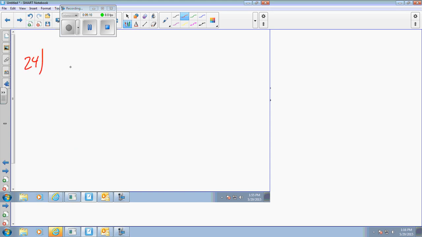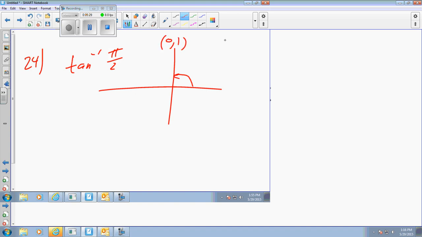Number 24 says find the exact value of the expression if it exists: the tangent of the inverse tangent of pi over 2. If I look at my angle at pi over 2, that would be right there, a 90-degree angle. We know this point is (0, 1), and we know that the tangent is also the sine over the cosine. So if I plug that in, I get 0 over 1, which is undefined, because you can't divide by 0.